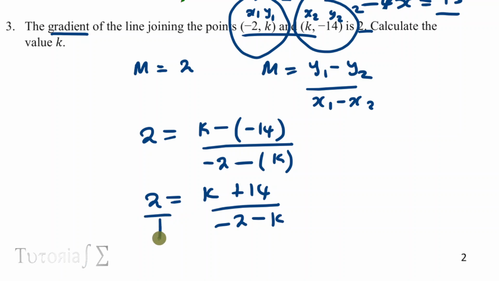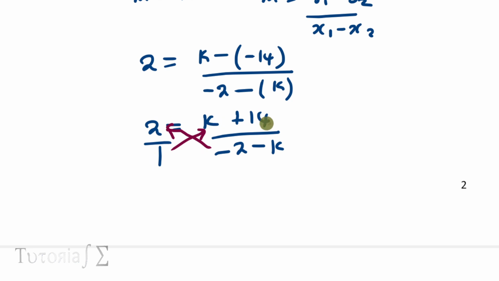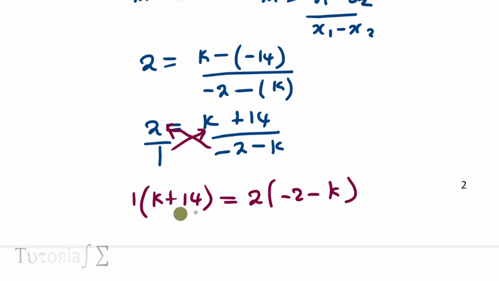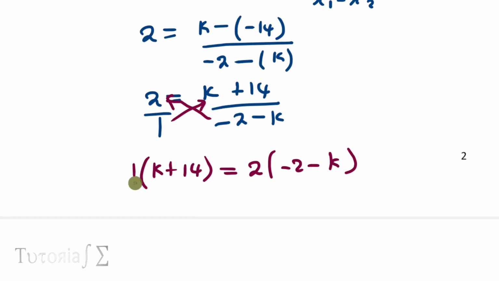Then here we need to cross multiply. So this will multiply with that, and that will multiply with that. So we can start with the 1 multiplying with this. It will just be 1 multiplied by k plus 14 equal to the 2 multiplied by this. So 2 multiplied by negative 2 minus k. So we can simplify this as 1 times k, it will be k, 1 times 14, that will be 14, equal to 2 times negative 2, that would be negative 4, 2 times negative k, that would be negative 2k.